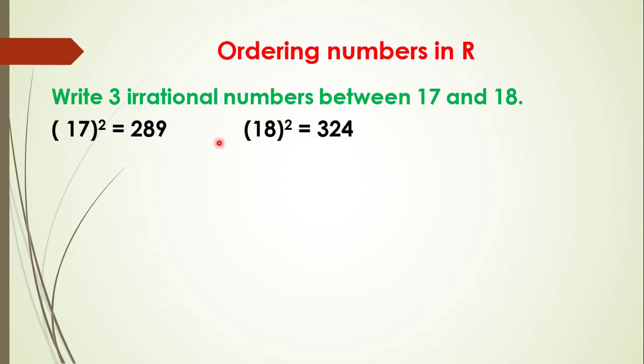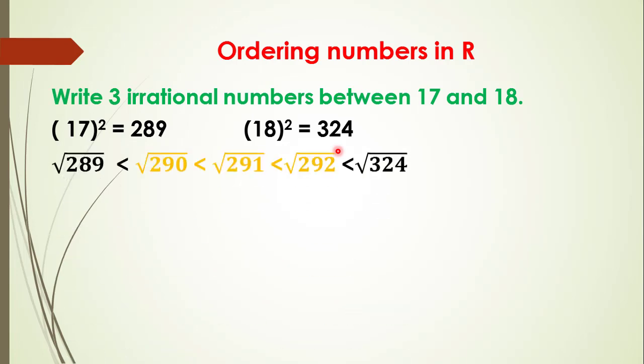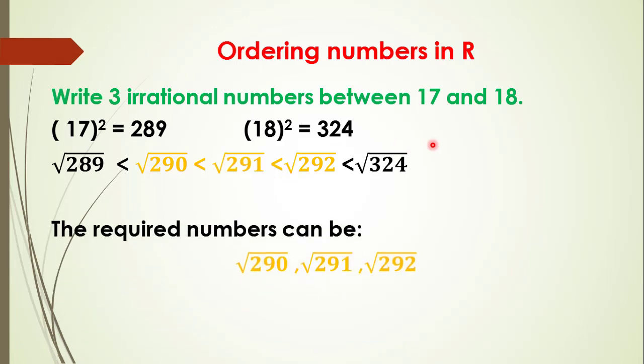The first step, I'll calculate 17 power 2 and 18 power 2. 17 power 2 equals 289 and 18 power 2 equals 324. So the square root of 289 is 17 and the square root of 324 is 18. Any square root in between will be between 17 and 18. So I can choose, for example, root 290, root 291, root 292, and so on. We can choose any three numbers.